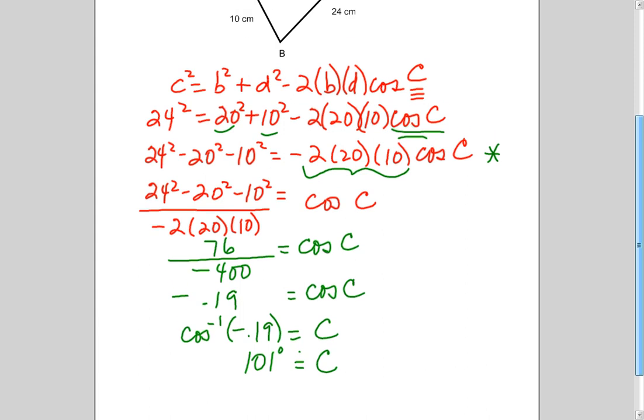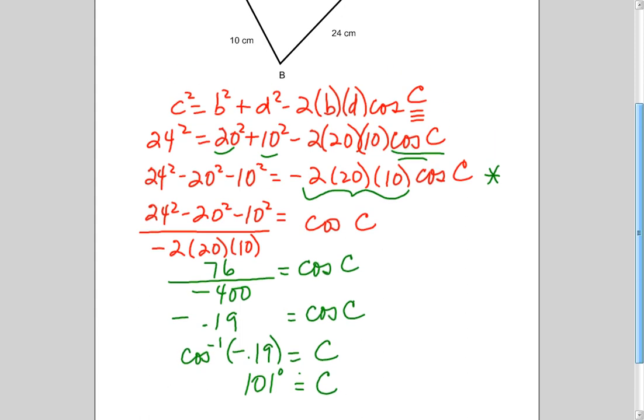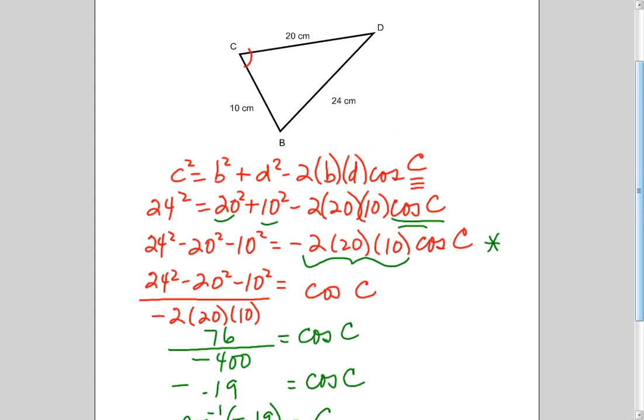Let's look at the diagram for a second. Does it make sense that C would be 101 degrees? Yes, it does. The largest angle should be across the triangle from the largest side. And 24 is certainly the largest side, so the obtuse angle, if there is one, should be across from the largest side. Let's look at a word problem.